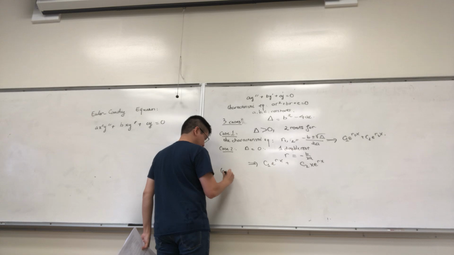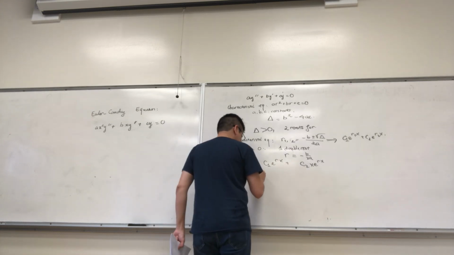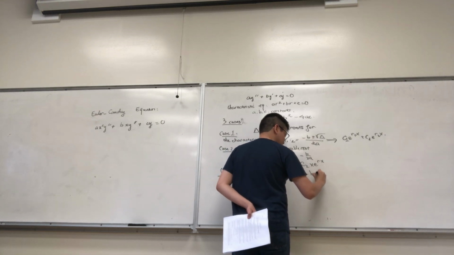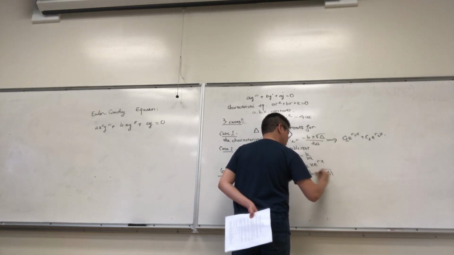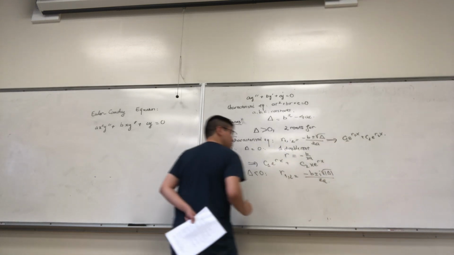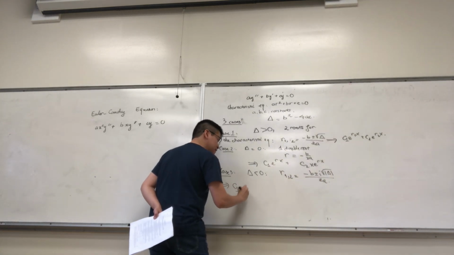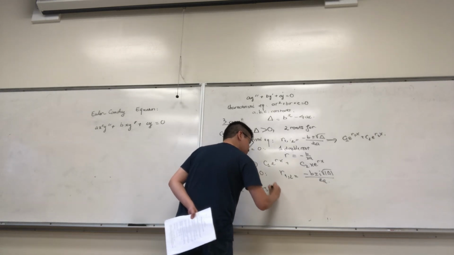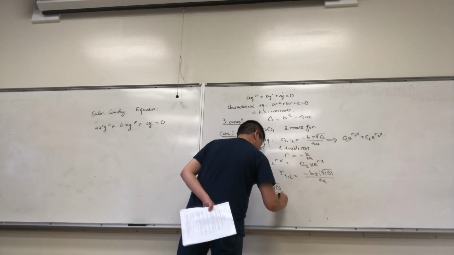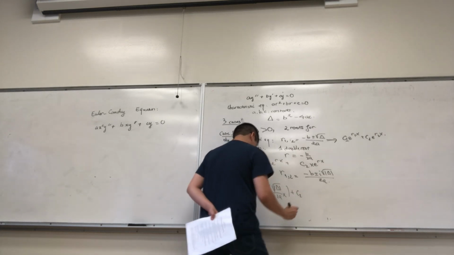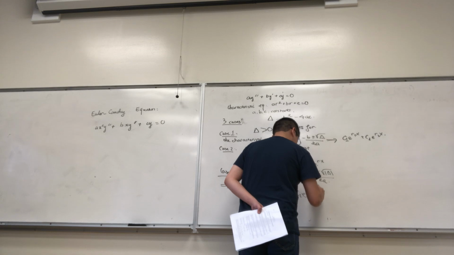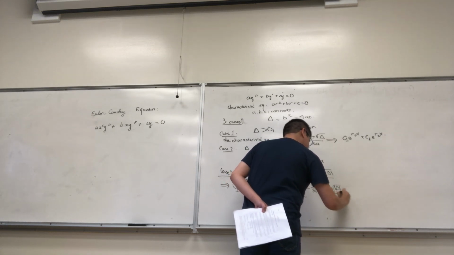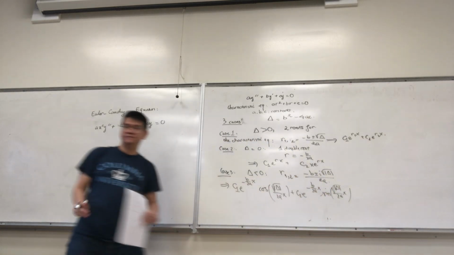And case number 3, delta is negative. You also have 2 roots. So r1,2 will be minus b plus or minus i square root of the absolute value of delta over 2a. So in this case, you have c1 e to the minus b over 2a x cosine of square root of delta over 2a x plus c2 e to the minus b over 2a x sine of square root of delta over 2a x. All right? I'll explain again.